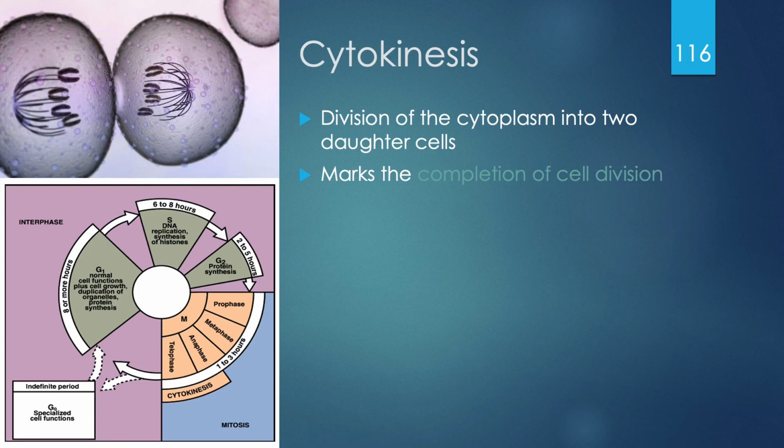Finally, cytokinesis occurs, which marks the end of cell division. Two totally separate and complete cells are ready to go, and they each have their own plasma membrane.